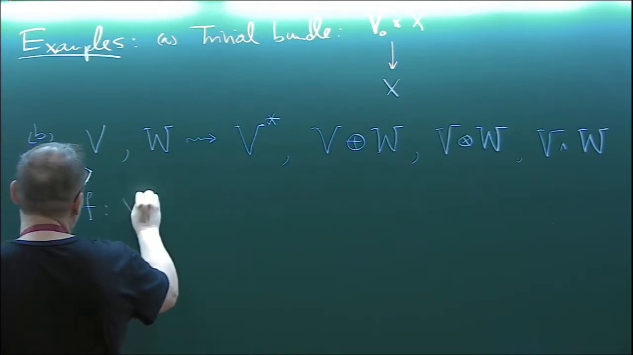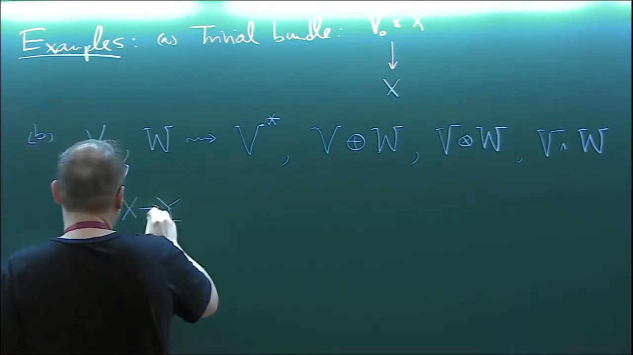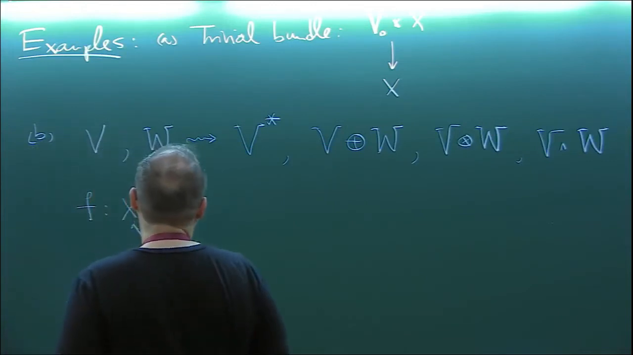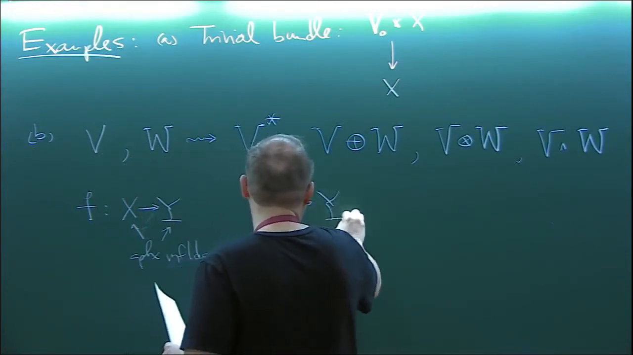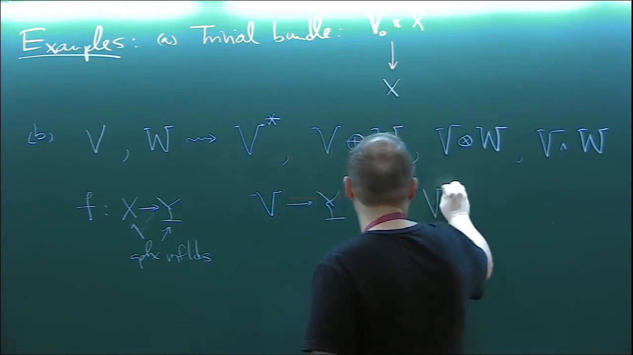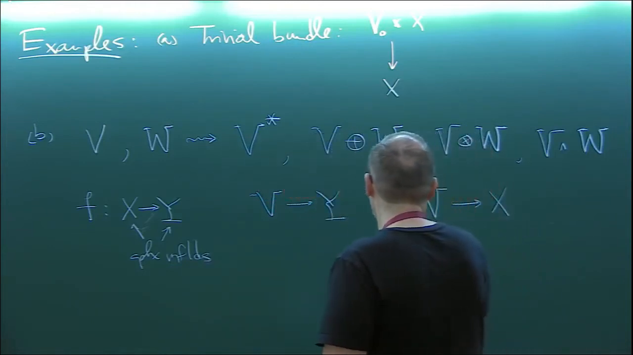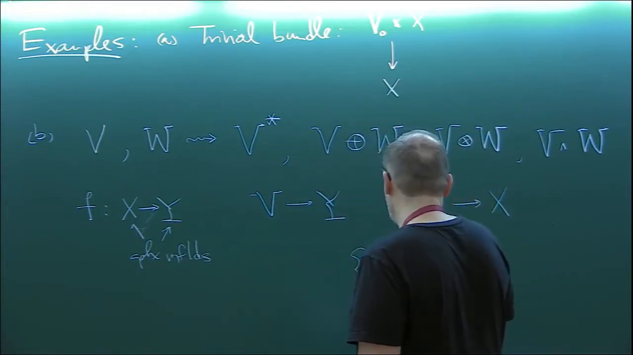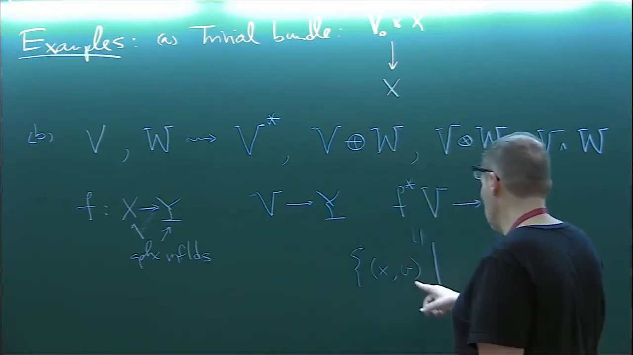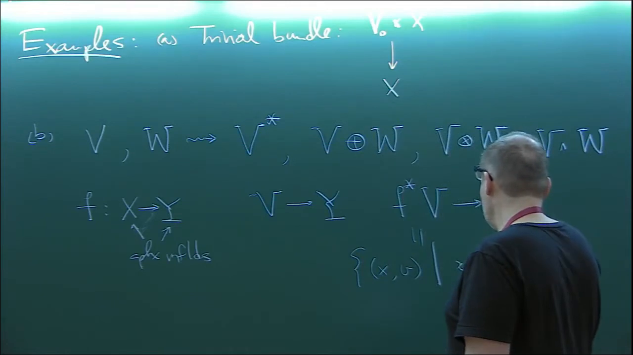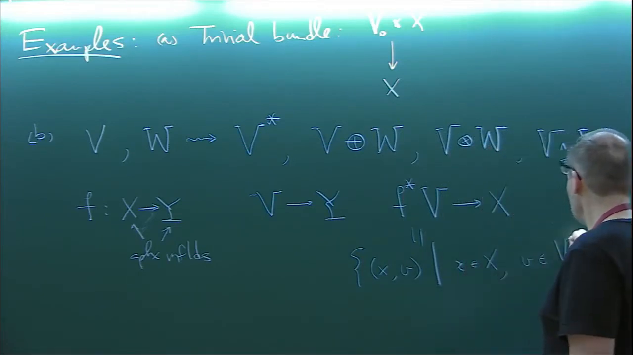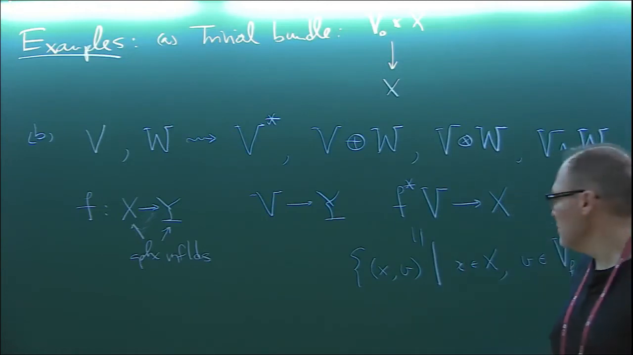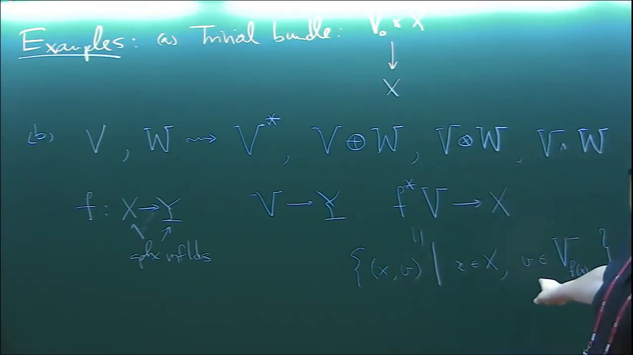Maybe one other useful example. If you have a map F from X to Y, where these are complex manifolds, and then you have a vector bundle V over Y, then you can define the pullback as a vector bundle over X. It's a kind of common construction. It's the set of all x and v such that x is a point in X, and v is in the fiber over the image of x. So this is a subset of X cross V.